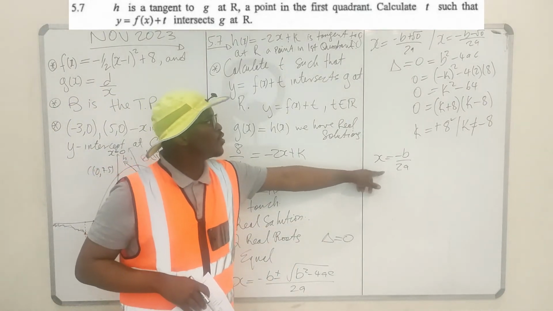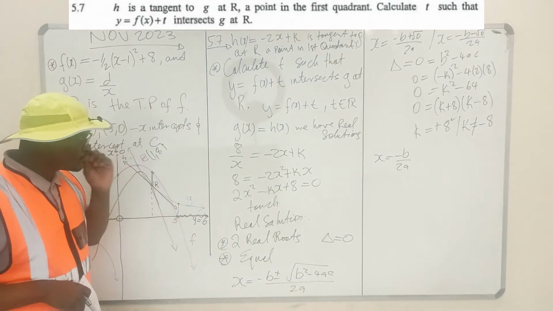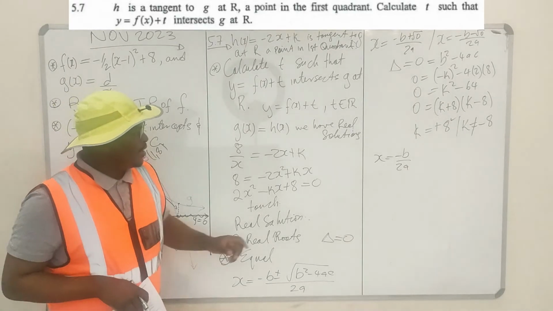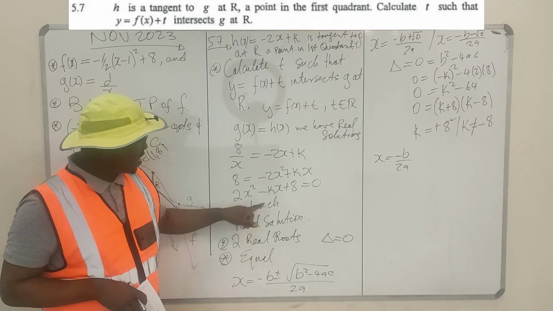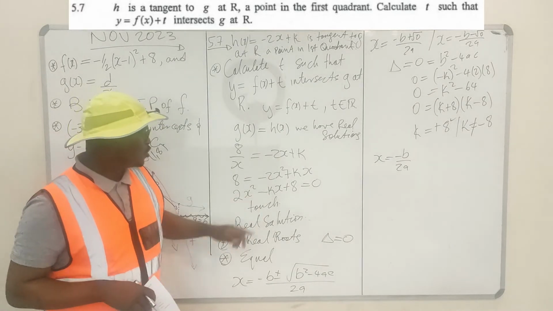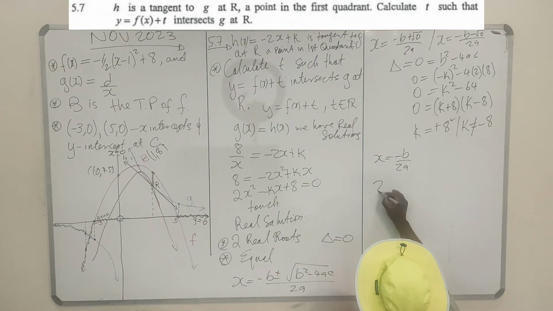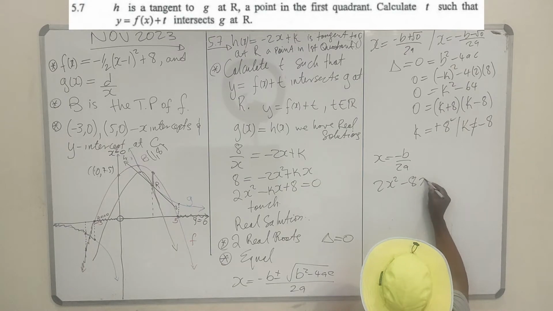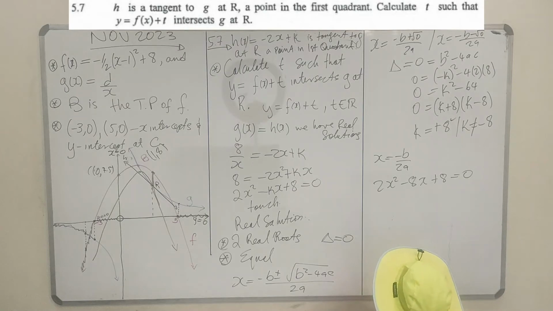x is equal to negative b over 2a, because this and that are exactly the same. Those are the roots. So what do we do from here? We say, okay, now x is equal to negative b over 2a. So what is our b? Our b is negative k, right? Which means our equation here is this one. So we have 2x squared minus k, which is 8x plus 8, is equal to 0. This is the equation that we have here, right?